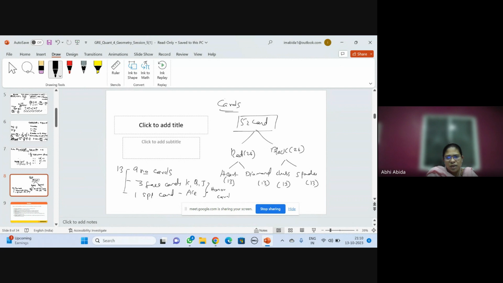So this basic knowledge of the cards should be there in your mind. Whatever the question is, you should know how many heart cards, diamond cards, clubs, spades, and what the honor cards are. Honor cards means the face cards plus the special card. This is regarding the cards concept.